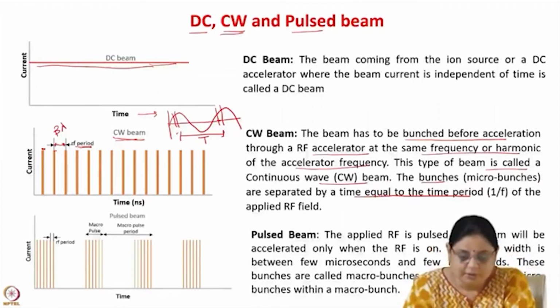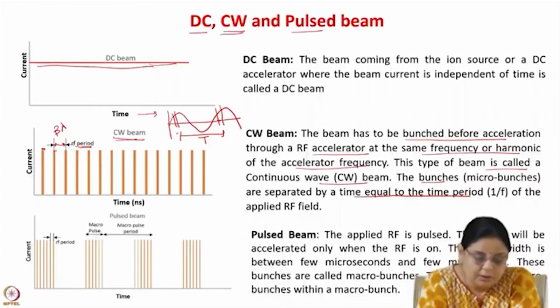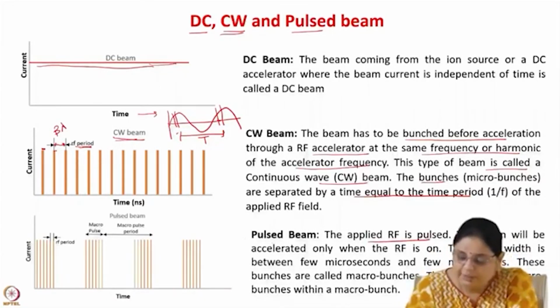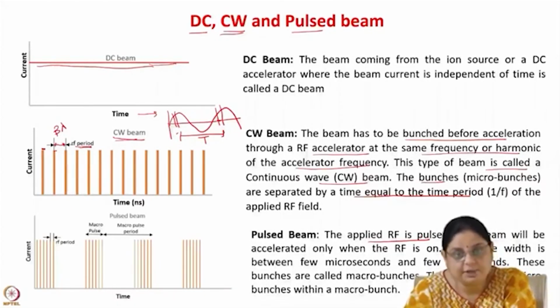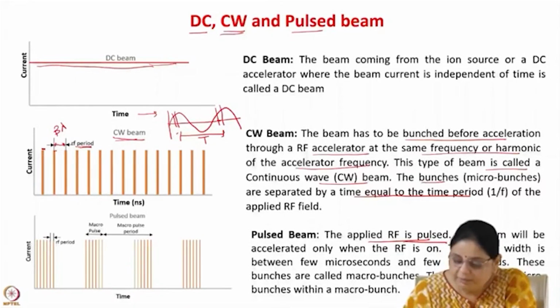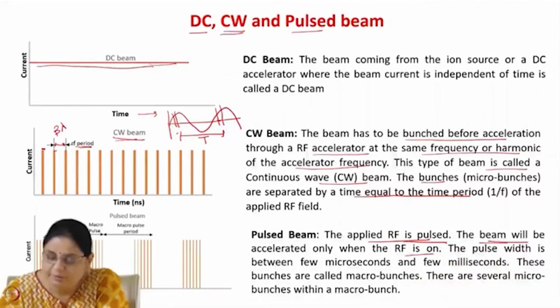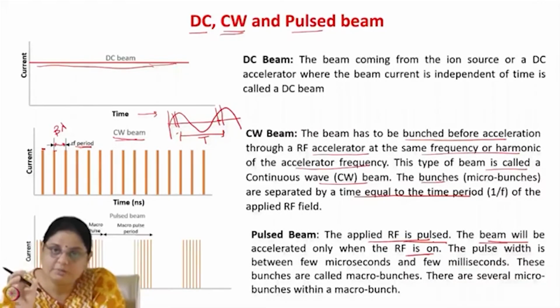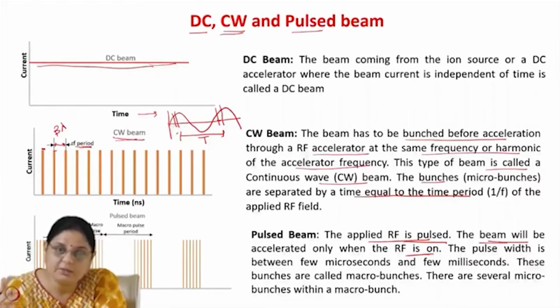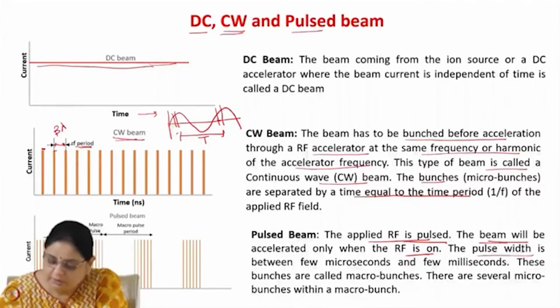The next is a pulsed beam. The applied RF here is now pulsed. The RF itself that is coming from the klystron is pulsed. So the beam will be accelerated only when the RF is on. The RF is on for some time and then it is off for some time. During the time when the RF, or the electromagnetic wave, is off, there will be no beam. The pulse width of the RF is between a few microseconds to a few milliseconds.